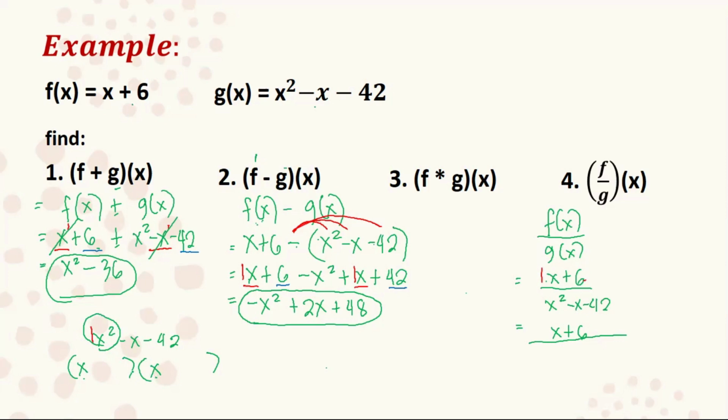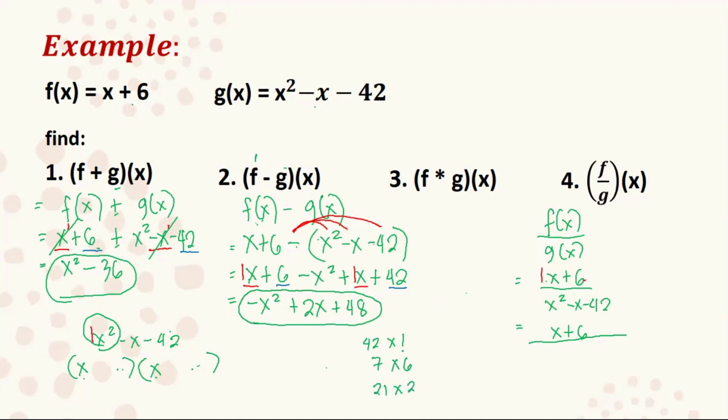Next, to get the second terms of these binomials, we have to consider the last term of the trinomial. So, what are the factors of 42? The factors of 42 are 42 times 1, 7 times 6, 21 times 2.